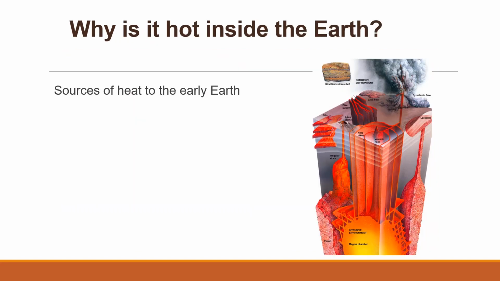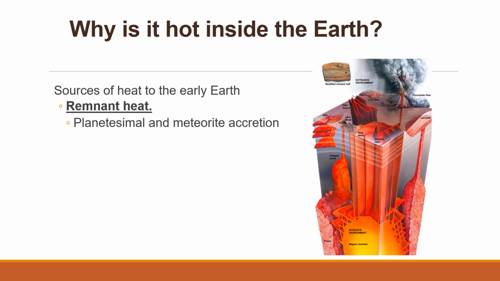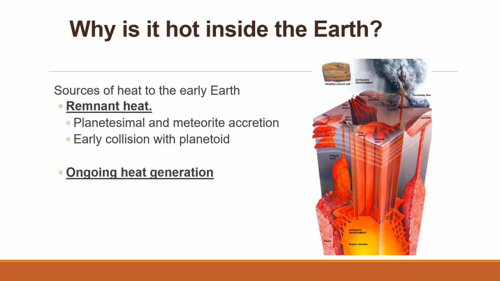So why is it hot inside the earth? Why can we have molten material inside the earth? There are sources of heat to the early earth. So we have remnant heat from when we formed the earth, all of those impacts during the age of bombardment, as well as just the heat of condensing the planet down. Early collisions with the planetoid that formed the moon. But we also do have an aspect of ongoing heat generation. So we have radioactive minerals. Those are those isotopes. And this actually generates heat.